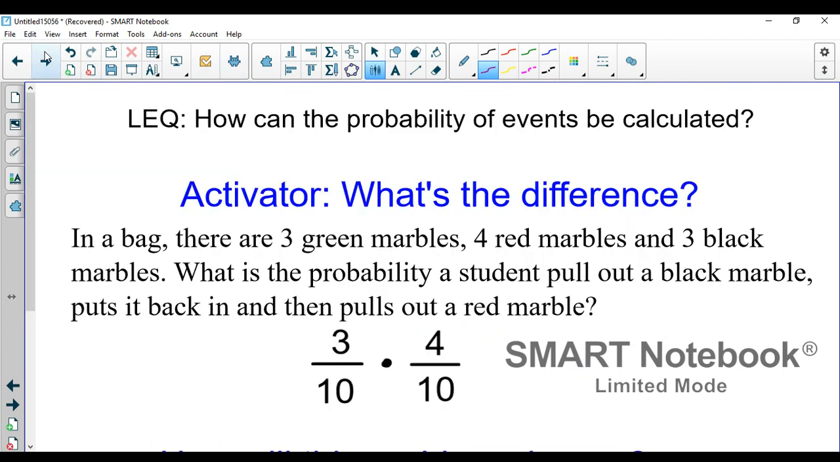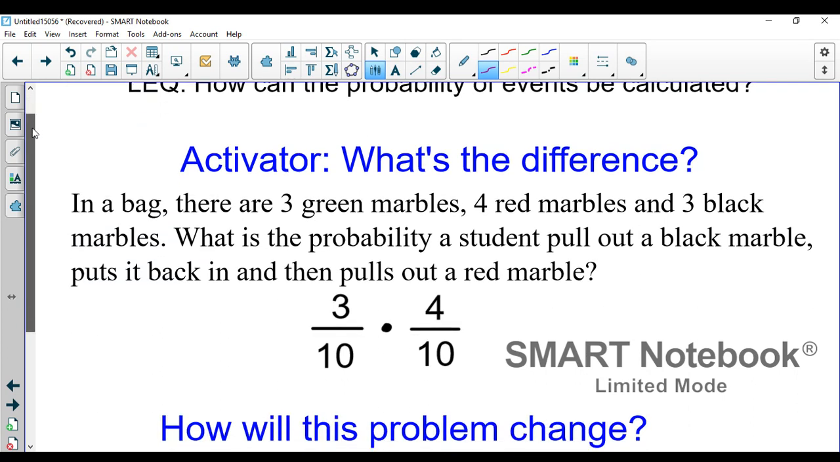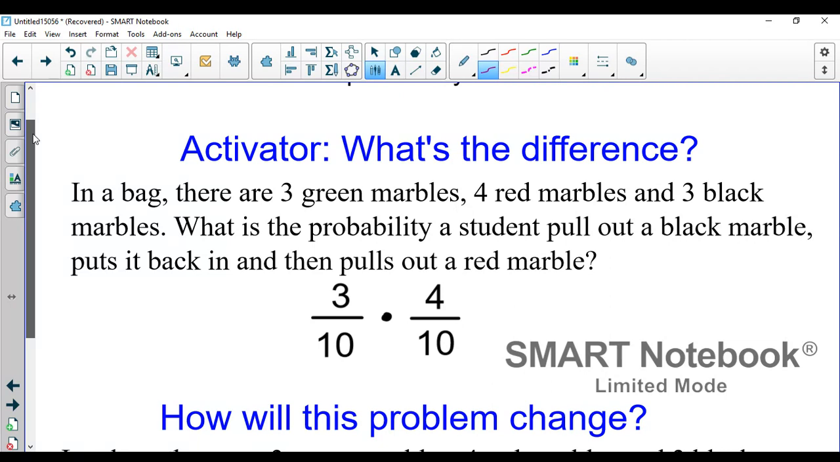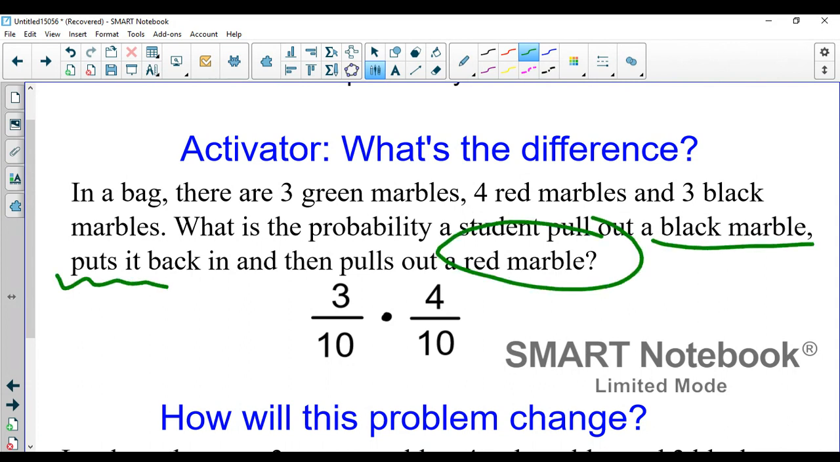All right, today we're going to continue our work with probability. Here's the activator for today. It says, in a bag, there are 3 green marbles, 4 red, and 3 black marbles. What is the probability a student pulls out a black marble, puts it back, and then pulls out a red? And below it is a very similar problem. So to solve the first one, probability of getting a black marble, putting it back, and then getting a red marble. So there's 3 black out of 10 total times 4 red out of 10 total. That'll give you the probability, which is 12/100, and it would simplify down.